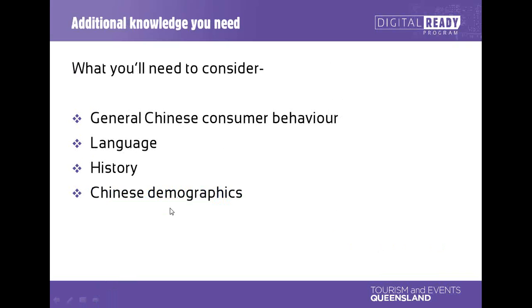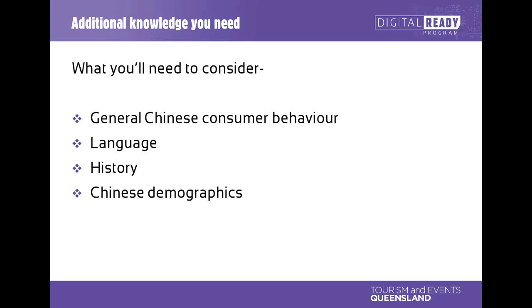So some of the other things that you will need to consider, because we're only talking digital today, we're not talking about anything else but that. However, you really should be considering these other factors because they do play a big part in the overall concept of working in the Chinese market. So obviously the general Chinese consumer behaviour: why do they do some of the things that they do when they are here in Australia or when they're here in Queensland? What is their behaviour and why do they do it? Obviously the language is a big barrier and potentially can be overcome, but that's something you need to think about as a business.